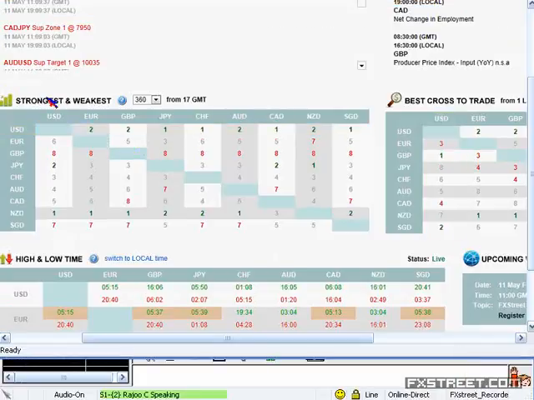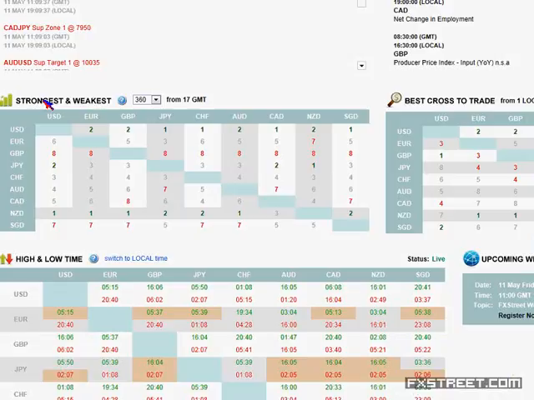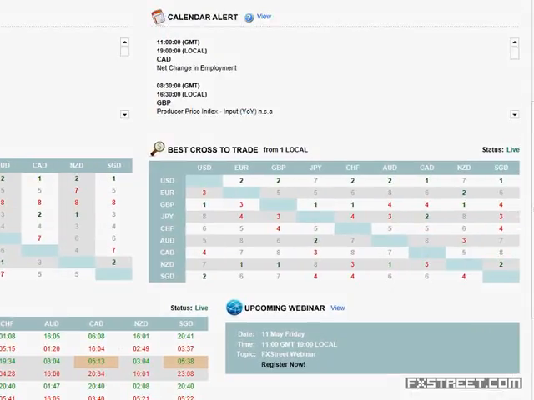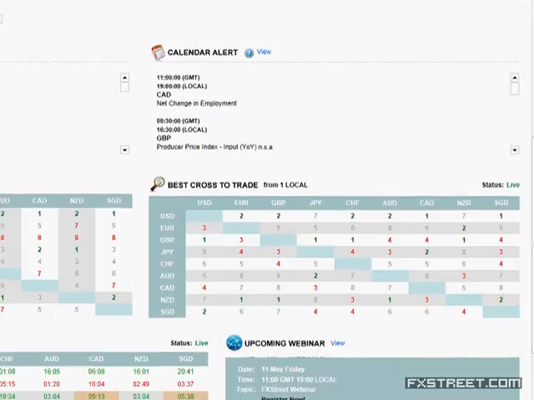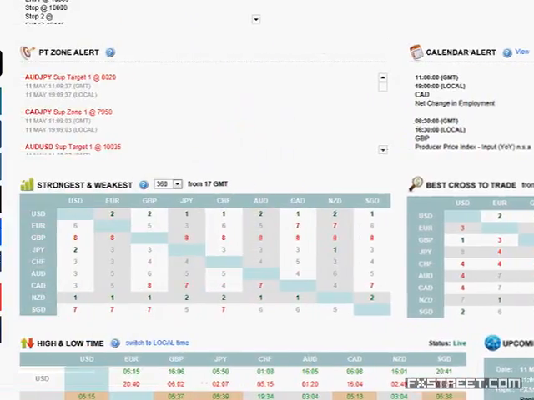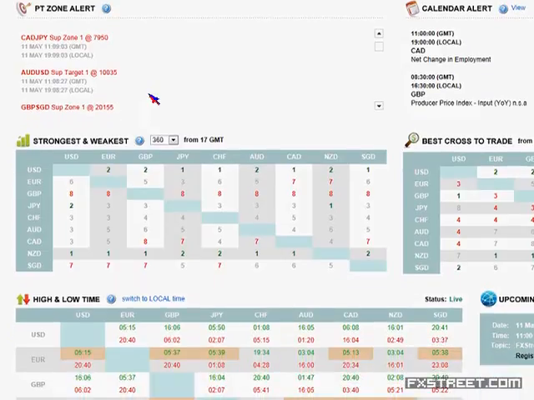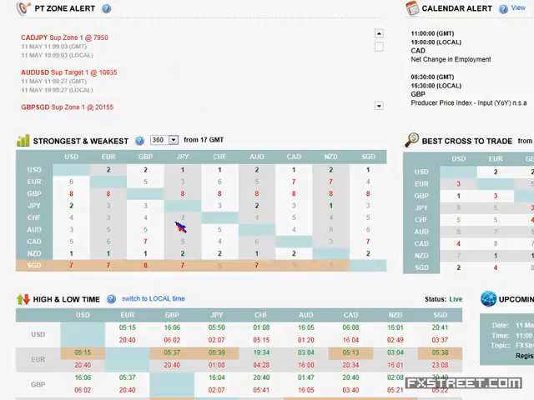Okay, this is the tool which I call the strongest and weakest barometer. And this tool helps me to justify the alert. For example, let's assume we take Aussie. Right now, it has hit support target 1, which is about 11:08 GMT. So let's see the strongest and weakest barometer to see whether it justifies the alert.